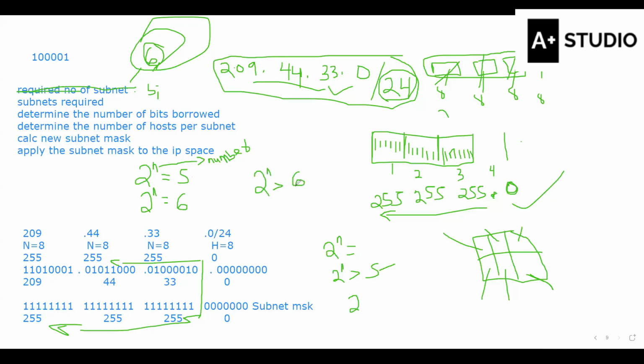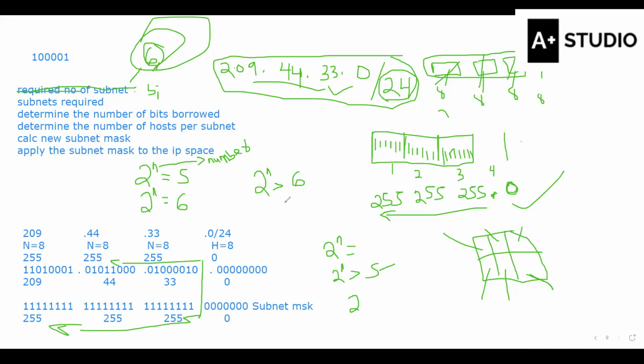It shouldn't be equal to. If it becomes equal to, we can't get our network address and our broadcast address. So it should always be more than this. Out of that, we can get what we need.